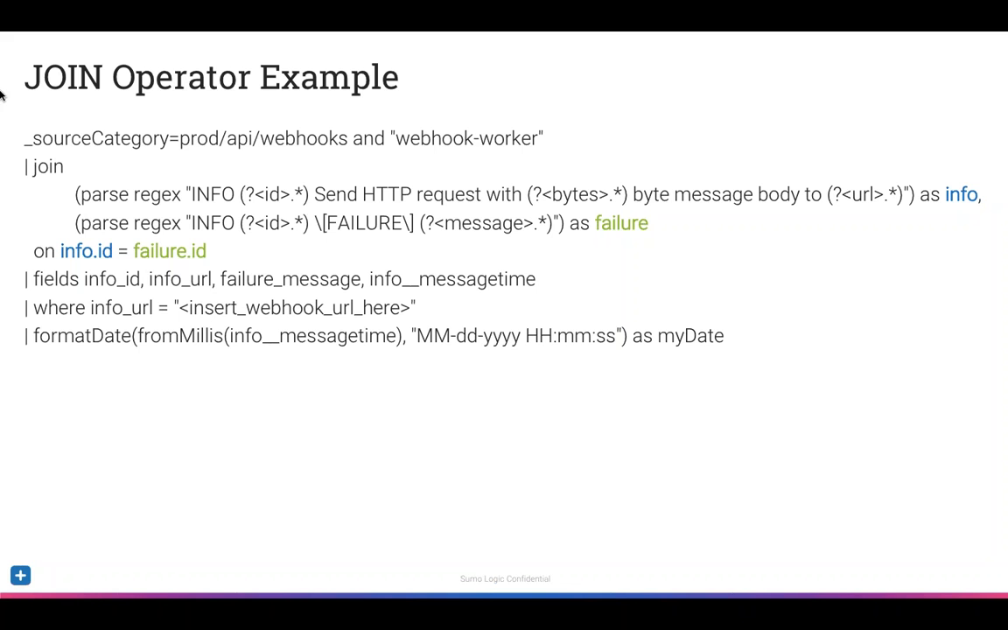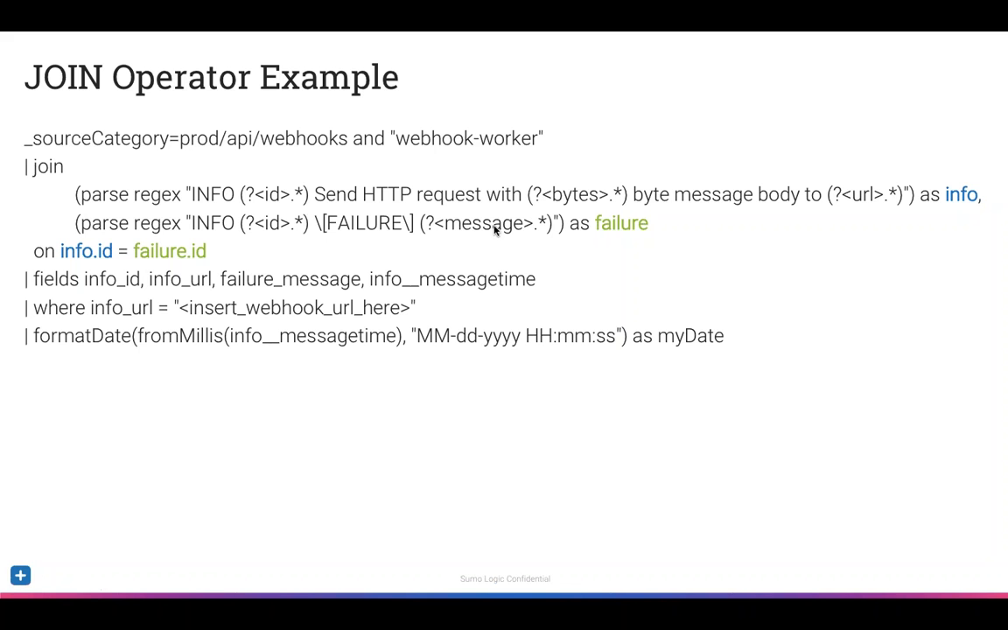In this particular case, if you notice, I am looking for my source category prod API webhooks, and I'm looking only for those messages that have the keyword webhook worker. And then what I'm doing is from those messages, I'm getting two types of messages. I'm getting a message with the ID itself that says I'm sending an HTTP request with these many bytes and the message body to this particular URL. And then I'm getting another type of message that says something like, for this ID, I had a failure, and this is the message failure that I got.